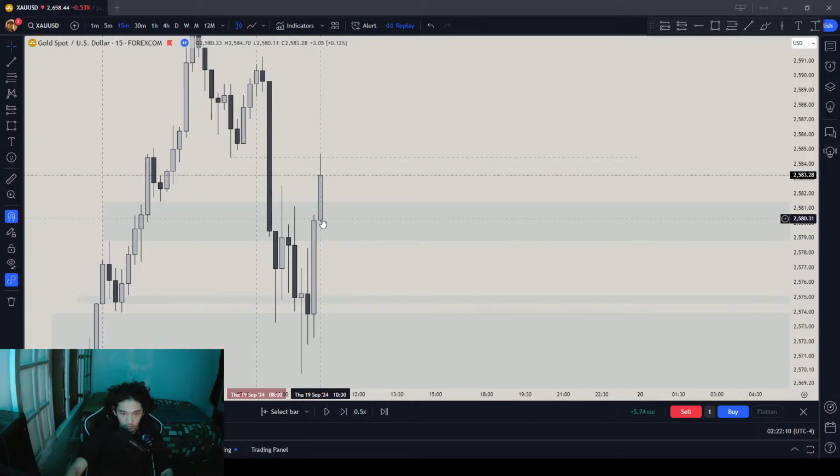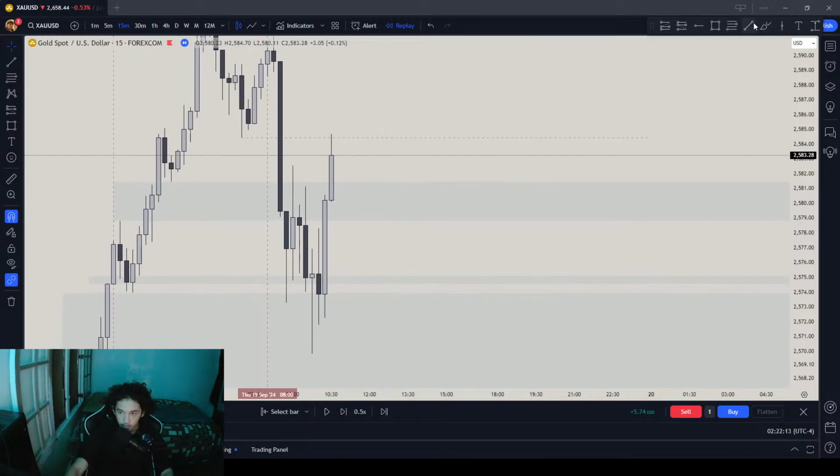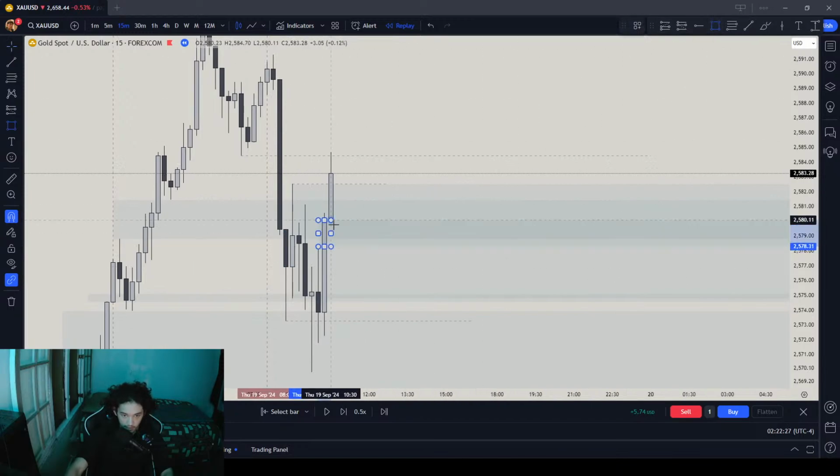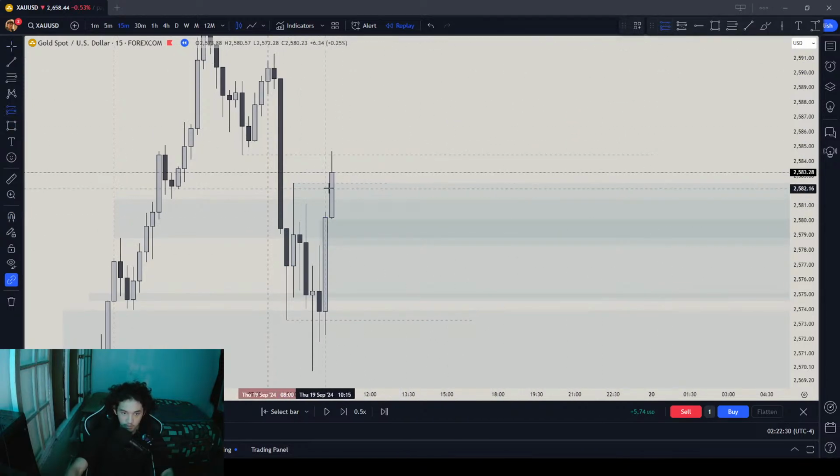Okay, we got a unicorn model here. She goes this low. We got a gap to go over. So let's just say we're entering out of somewhere over here. Now let the market come back down. So that all can depend on the closure of this.